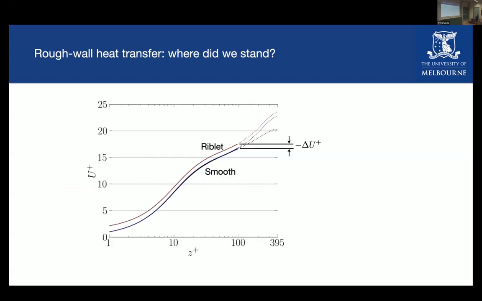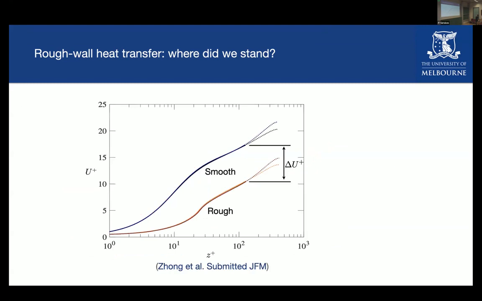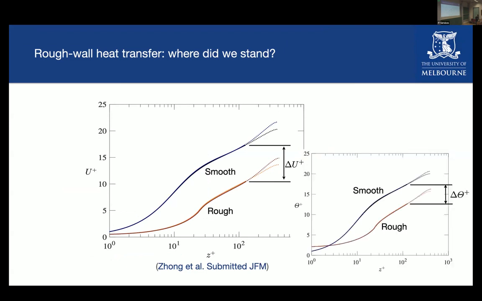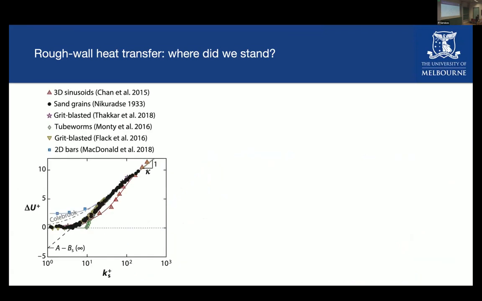As I've introduced before, this roughness function for riblets, it actually goes the other way, so delta U plus is positive, as Angela talked about before as well. And we can do exactly the same thing with temperature. Also the minimal channel ideas, this control location, can be applied without further modifications. So let's look at delta U plus and delta theta plus versus the size now.